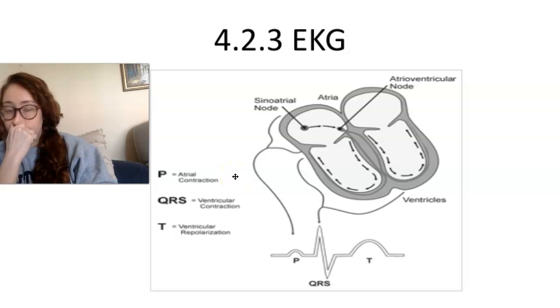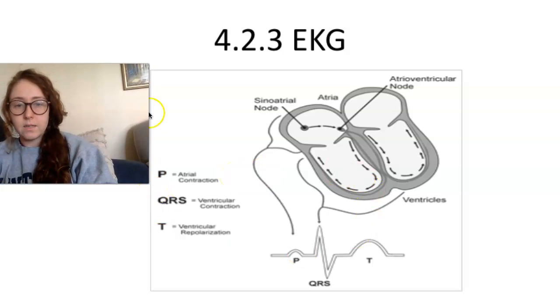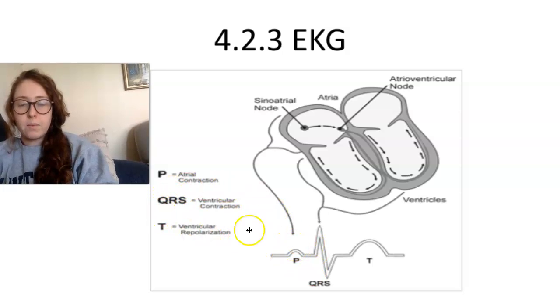Now we can use an EKG to measure that electrical activity in the heart and detect abnormalities. The P wave corresponds with atrial contraction. When the atria depolarize or contract, when they receive that signal, that's going to correspond with this P wave here. The QRS complex represents the ventricular contraction. You can see it's much larger than the P wave. That's because the ventricles are bigger, and that's a bigger signal that you're going to be able to detect in the EKG. When the ventricles are relaxing, that's called ventricular repolarization, and that corresponds with the T wave right here.